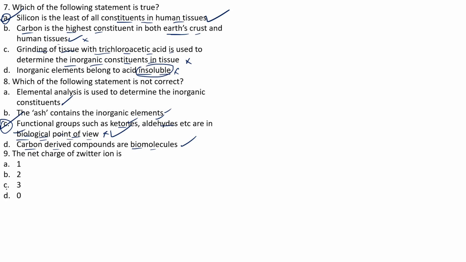It is simple. We have mentioned in the earlier class that the charge is going to be 0. The net charge is going to be 0. It carries no net charge, right? So hence D, that is 0, is our answer.